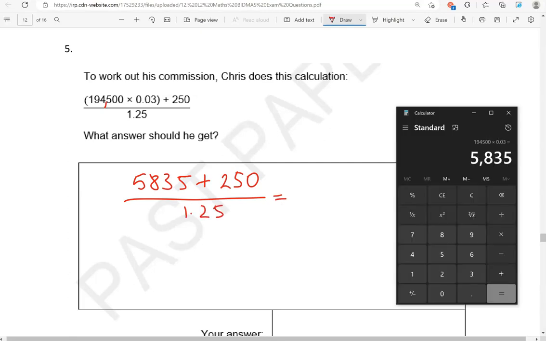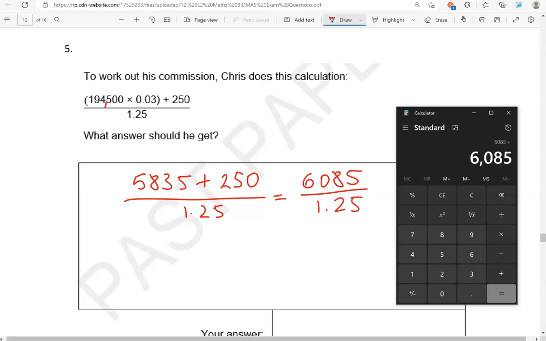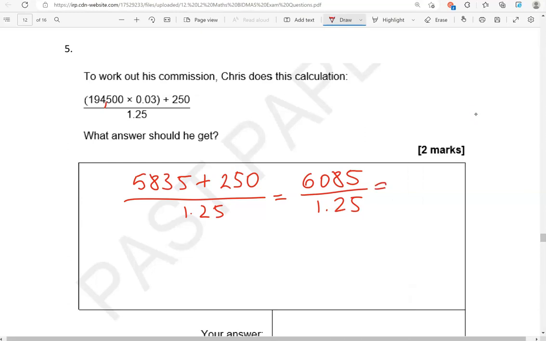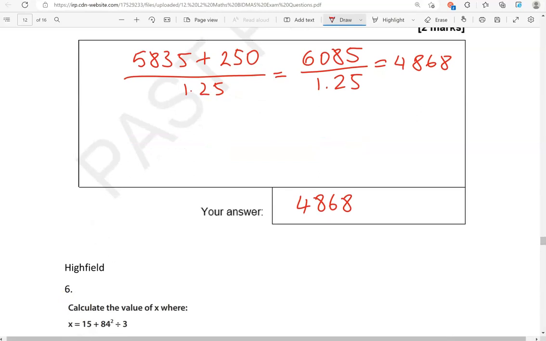So again, top number divided by bottom number, but the top number is the whole thing, so 5,835 plus 250 gives us 6,085 divided by 1.25, which is 4,868. So that's the answer that he should get, 4,868.